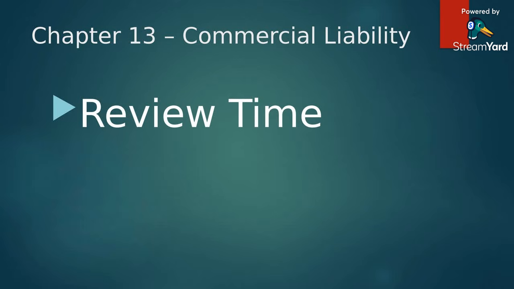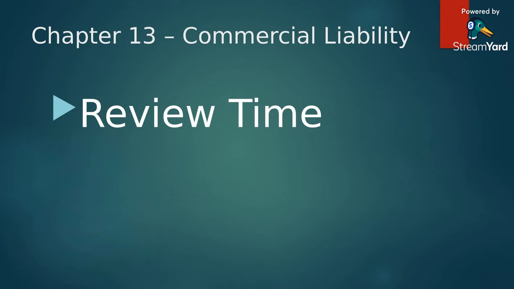Number 2, which of the following would typically not be excluded under coverage A, bodily injury and property damage of the commercial general liability policy? A, property damage to the property owned by the insured. B, property damage to property in the care, custody, and control of the insured. C, liability assumed under an incidental contract. Or D, libel and slander. So the one that would not be excluded is liability assumed under incidental contracts. Liability assumed under the incidental contract will not be excluded under coverage A for property damage and bodily injury.